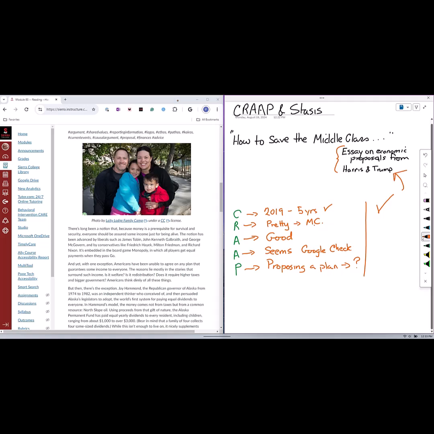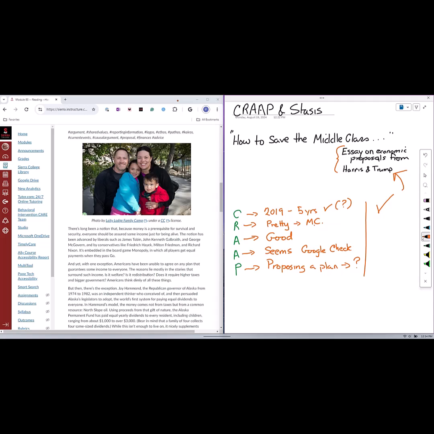If we were looking at a different argument, the source may not be that useful. And as the source continues to get older and older, we might need to question how useful it's going to be. For instance, in 10 years, this source is probably not going to be that credible anymore.